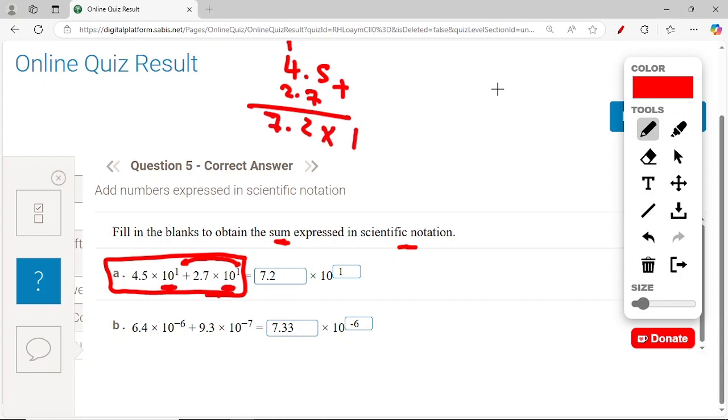7.2 multiplied by 10 to the power of 1. Okay? Now, let's see this one. 6.4 multiplied by 10 to the power of minus 6, plus 9.3 multiplied by 10 to the power of minus 7. I have different powers of 10: here 10 to the power of minus 6 and here 10 to the power of minus 7. So, we will change the smaller number to a bigger number.